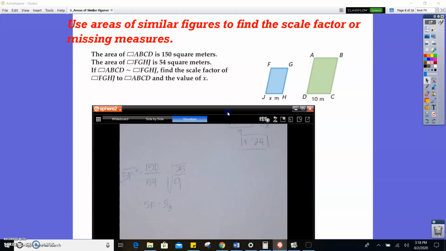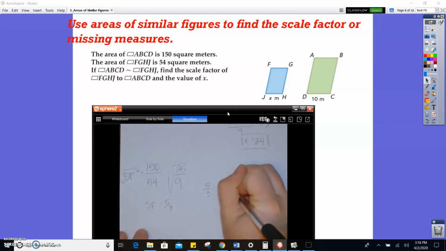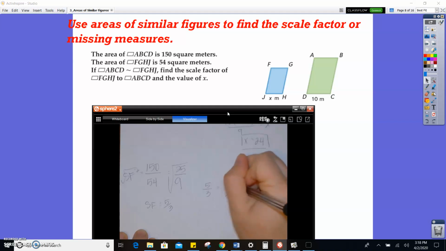Move this down just a little bit. So if 5/3 represents the relationship between the dimensions of parallelogram ABCD and parallelogram FGHJ, then when I set up my second ratio, x will go in the denominator and the 10 will go in the numerator. And again, an easy multiplicative relationship of multiplying by 2. So the value of x, which is my length of JH, is actually going to be 6 meters long.